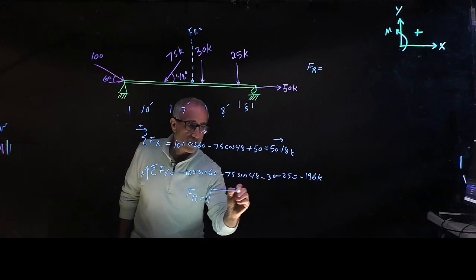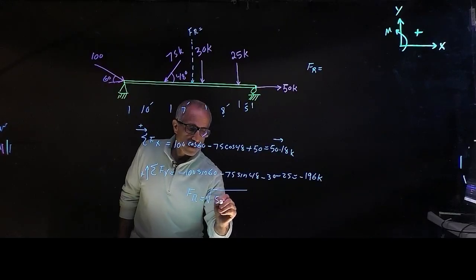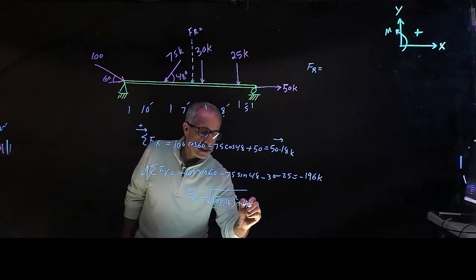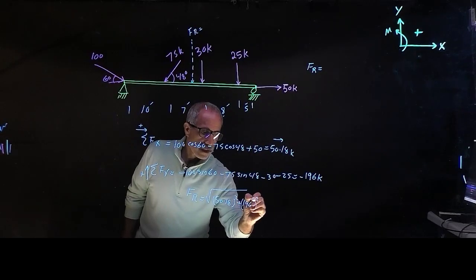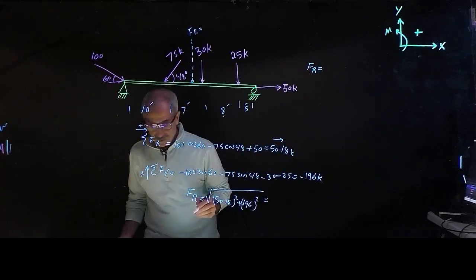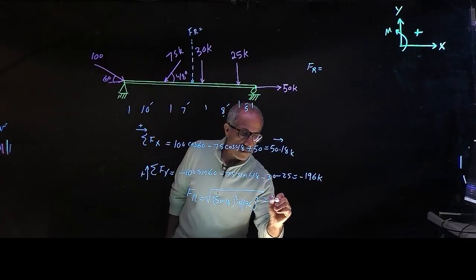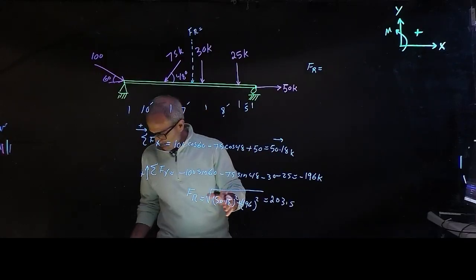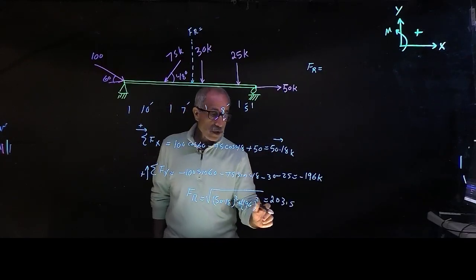Okay, so f of r is equal to the square root of 50.18 squared plus 196 squared, and that comes out to be 203.5. It's possible I made a mathematical mistake in the calculator, but I just did it quickly. And I want to know what the direction of it is.